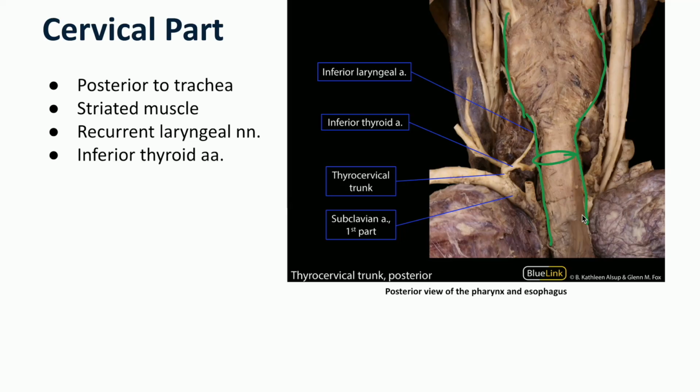These are muscles that are under the control of the recurrent laryngeal nerves that would be ascending up to the posterior aspect of the esophagus as well as the larynx, and supplied by blood from the inferior thyroid arteries, as we can see there, which is a branch of the thyrocervical trunk, which comes from the first part of the subclavian artery.